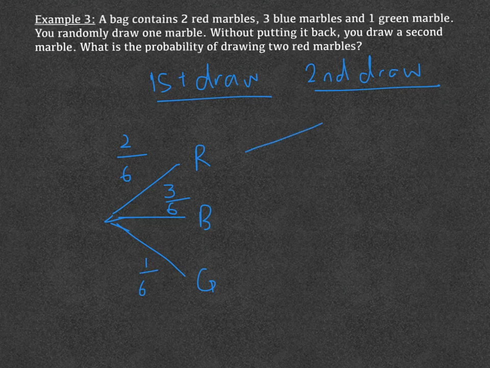After you draw 1 red color, how many red is left? You will have 1 left. So it will be 1, and the total number of marbles left will be 5. So you get 1 out of 5. And for blue, you end up with still 3, but it's 3 out of 5 because you have 5 marbles left. And for green, it will be still 1, but it's out of 5.